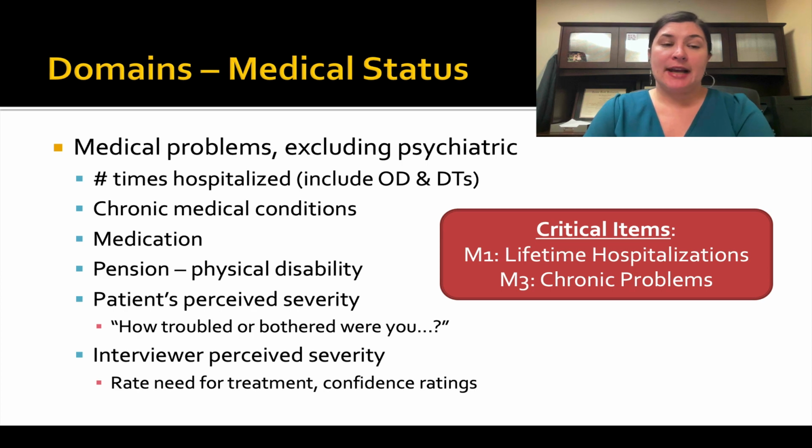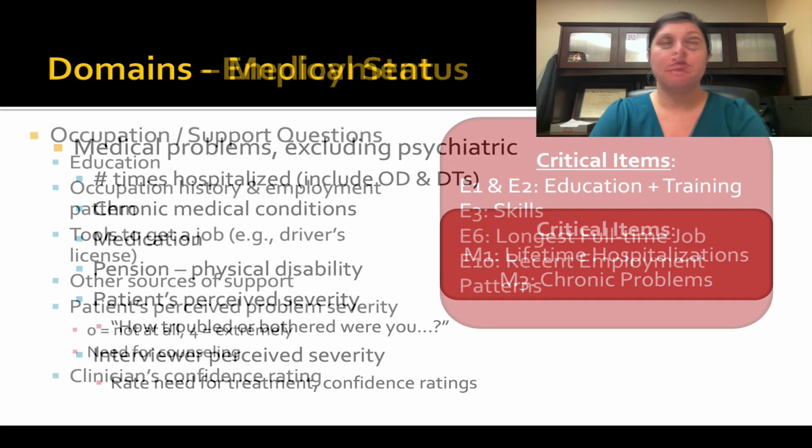Then there is the medical status domain. This focuses on medical problems, excluding psychiatric problems: the number of times they were hospitalized for overdose or for detox, any chronic medical conditions, medication they are taking, any disability they're on, and then the patient's perceived severity and the interviewer's perceived severity. In the assessment tool, the critical items to look for are the first question and the third question, which look at lifetime hospitalizations and chronic problems.